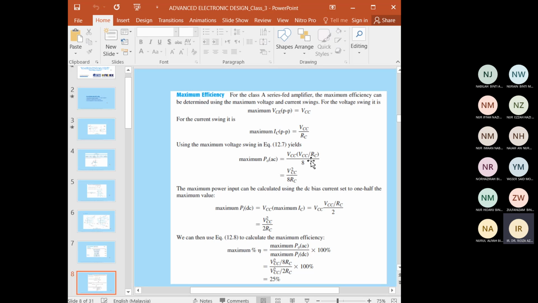Peak to peak means that, because we have two cycles in one period, the positive and negative, the maximum IC peak to peak can be calculated using VCC and RC.